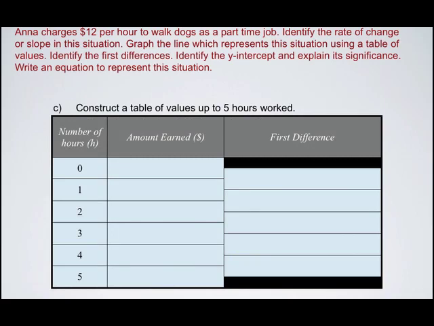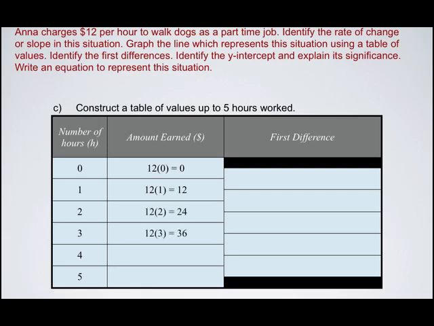To construct a table of values for up to 5 hours worked, we have to have in our independent column our number of hours H, and our amount of money earned in dollars in our dependent column. Well, for 0 hours worked, she makes $0. For 1 hour worked, she makes $12. For 2 hours worked, she makes $24.